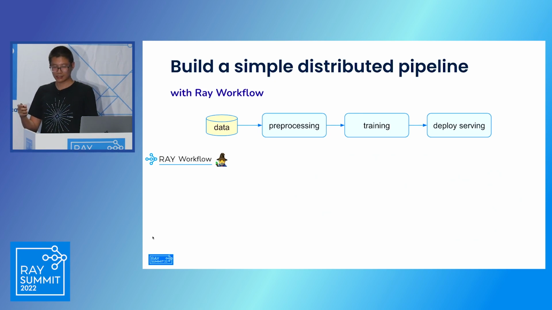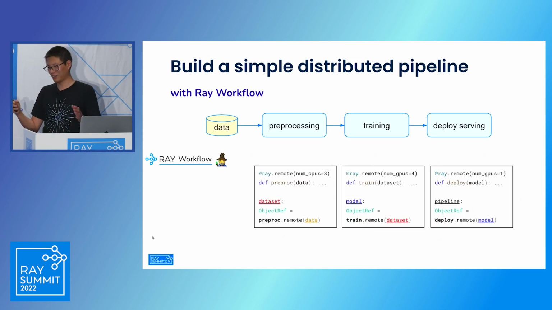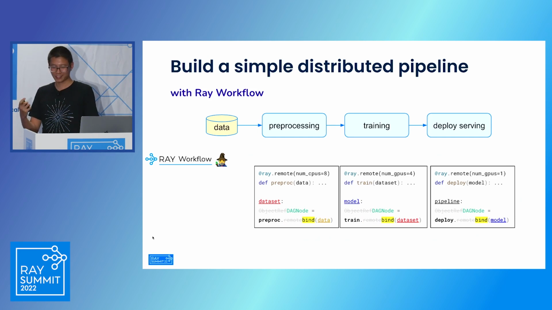What's on the Charles side? Charles learns that when you use Ray workflow, you actually don't need to change your Ray code. So basically, Charles could just bring the code here, but you still need to do something different. What you need to do is basically replace the remote here with something called bind when calling the Ray task. So why do you use bind?